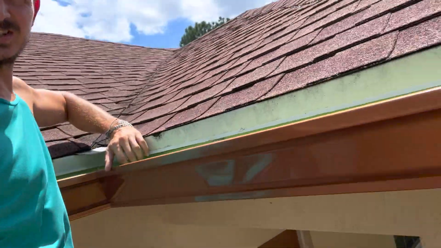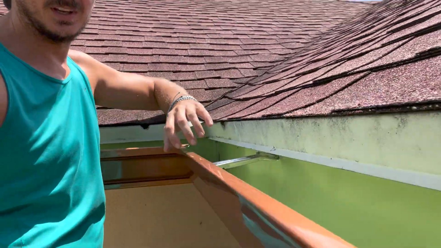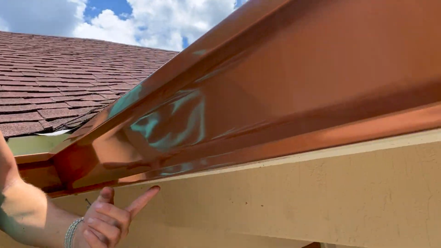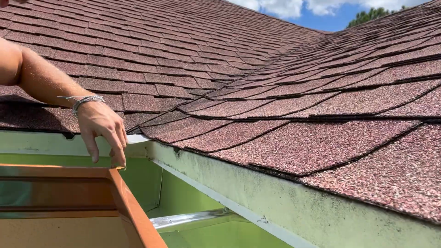So this is what a 6-inch K-style is. This is the design of the K-style. You can see behind me, it's got these little grooves here. You look that up online. A box gutter is just a big box. It doesn't have the little grooves here that you see in a normal gutter.